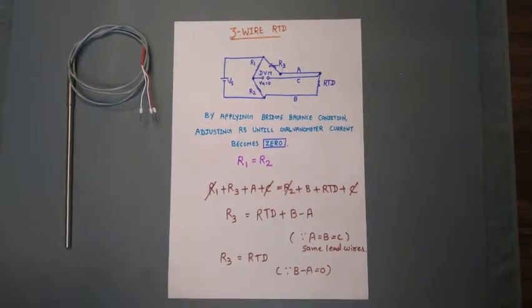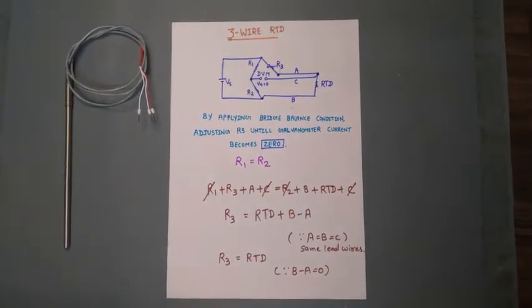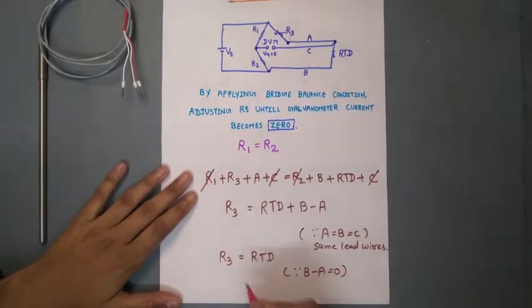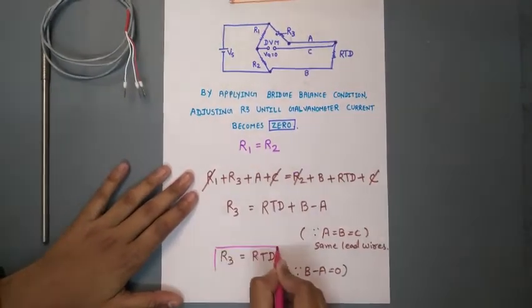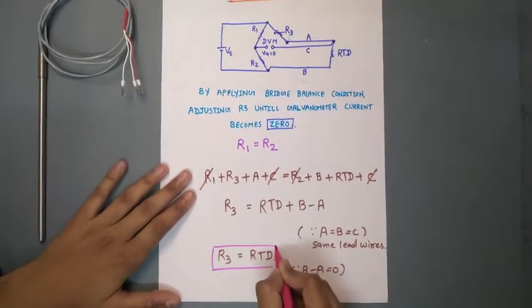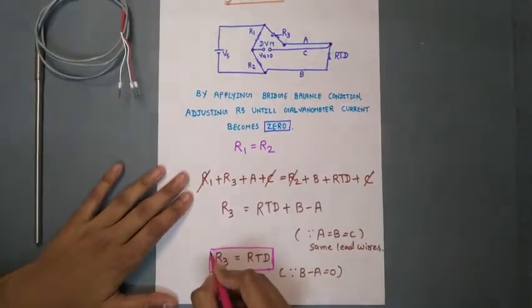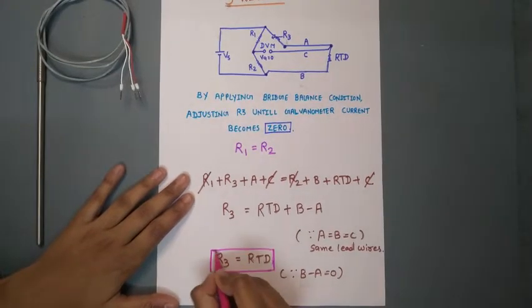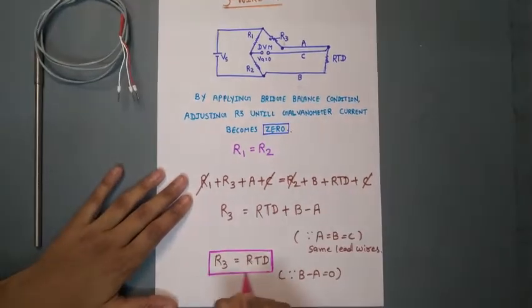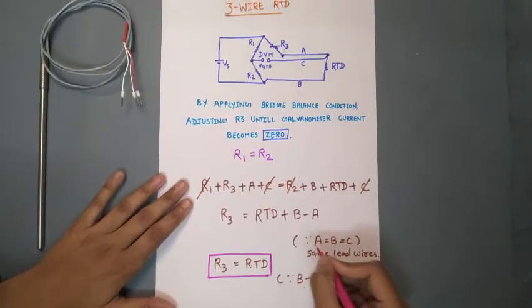That means 3-wire RTD can be used for long distances because it can remove errors like this. So it can remove the errors in long distances while measuring.